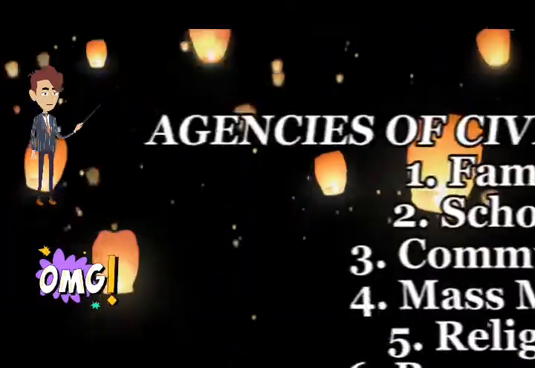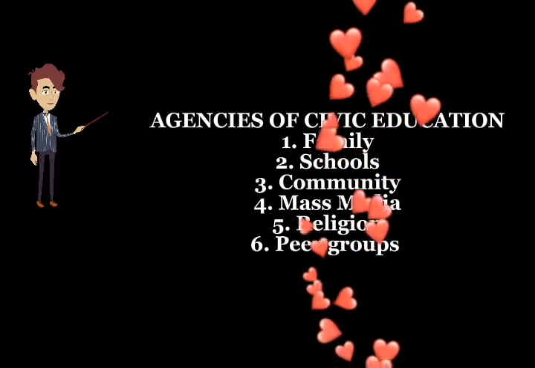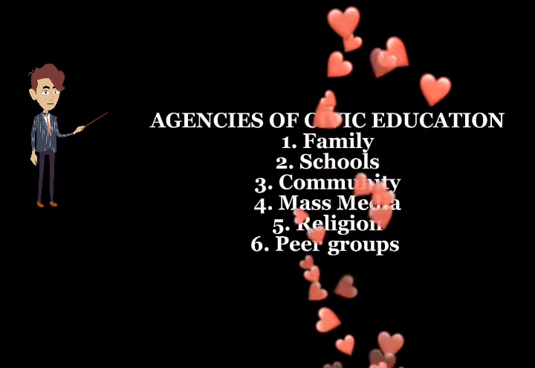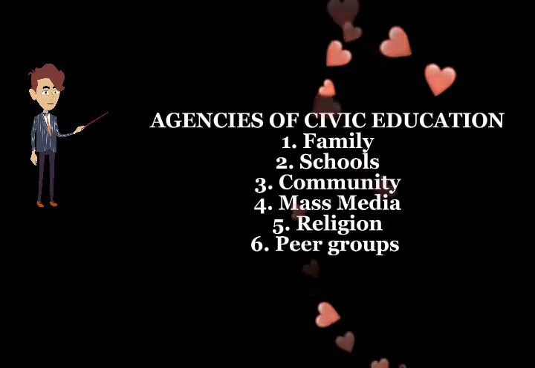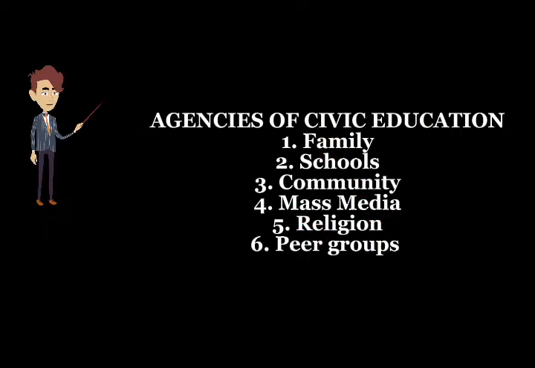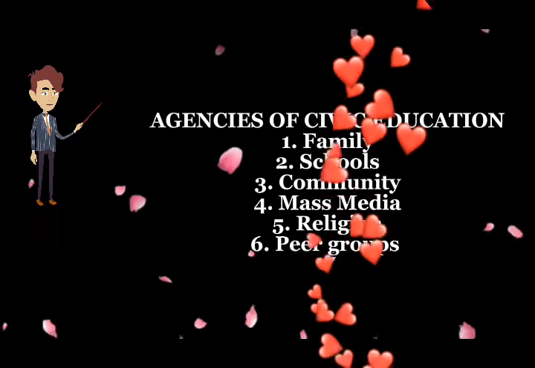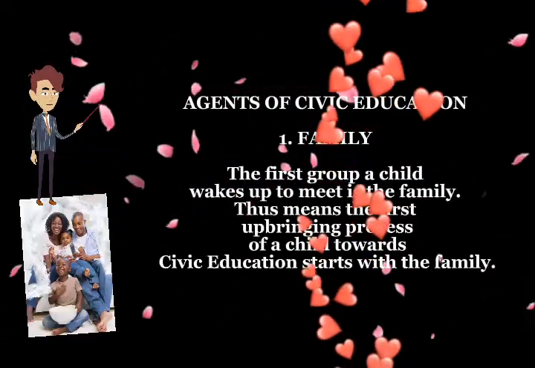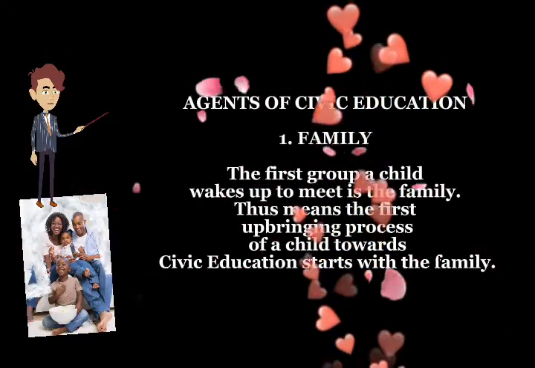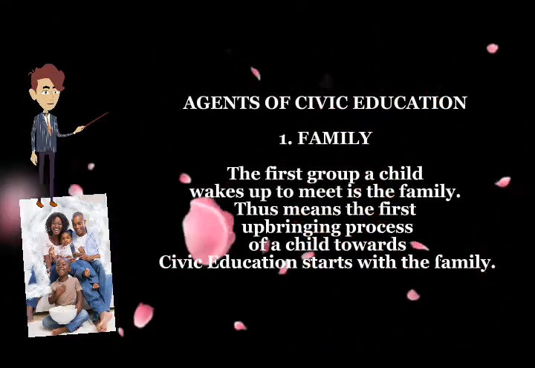Now, let us talk about the agencies of civic education. These are the bodies that shape an individual's life, how the person will be influenced as they are growing up. Number one, we have the family, the school, the community, the mass media, religion, and peer groups. We're starting with the family. Family is the first place you land as a human being, and the first place you start learning from.